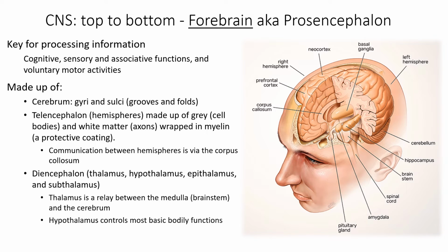The diencephalon, which is the thalamus, hypothalamus, epithalamus, and the subthalamus. The thalamus is a relay center between the medulla and the cerebrum, so between the brainstem and the higher centers of the brain. The thalamus helps to regulate what comes in and goes out of the cortex.